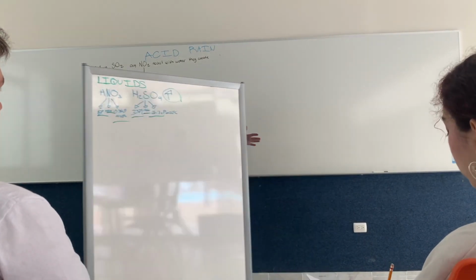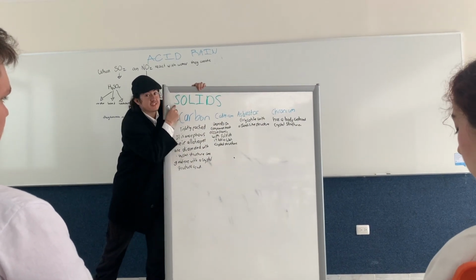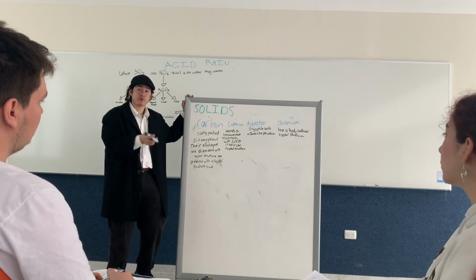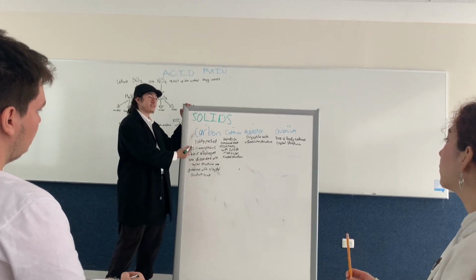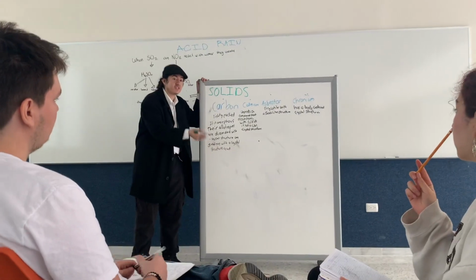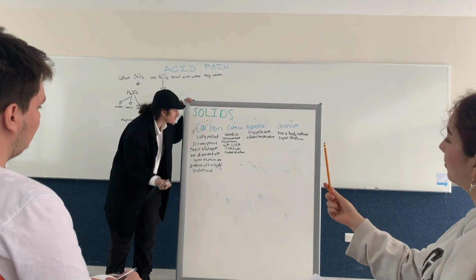Some other type of contaminants are the solid contaminants. Let's talk about their characteristics. Carbon, when found as amorphous carbon, is usually tightly packed, but it can also be found as allotropes like diamond and graphite. Graphite is what is in your pencil, and both of those are crystalline.